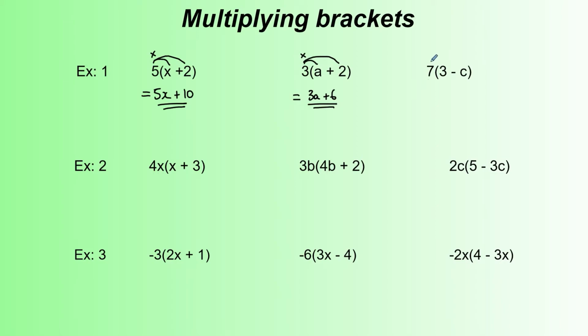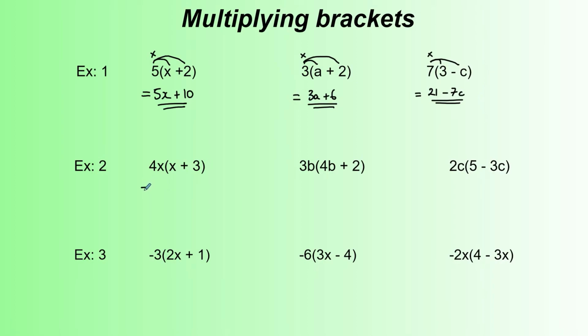And the last one, it's in a different order, but we still use the same strategy. So we start off with 7 times 3. 7 times 3 is 21. Minus sign in the middle. Again, it doesn't change if it's a minus sign, just to be a wee bit more careful. Then 7 times c is 7c. So we get 21 minus 7c for our final answer.